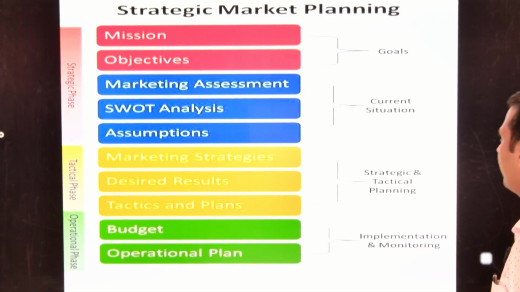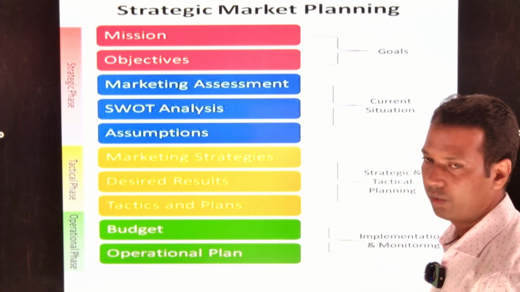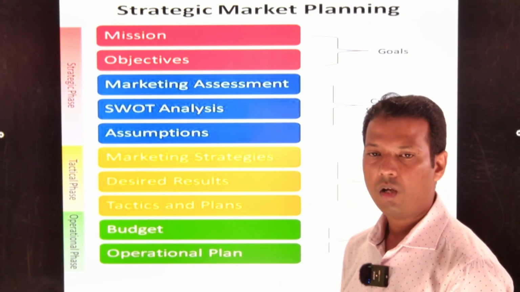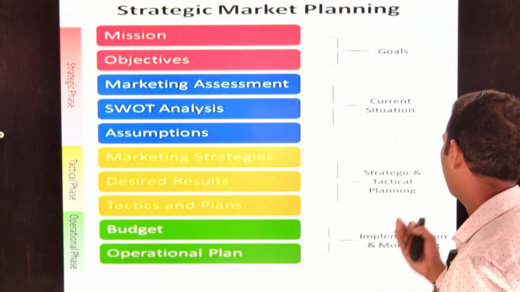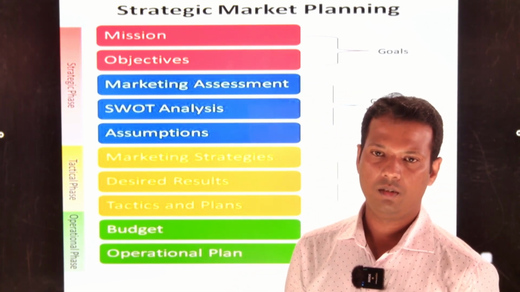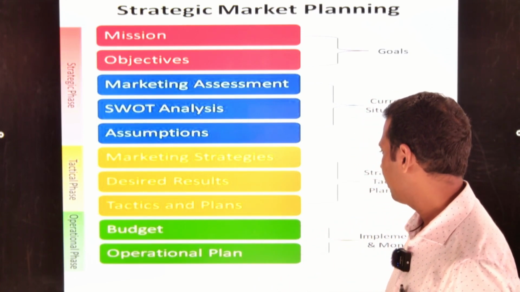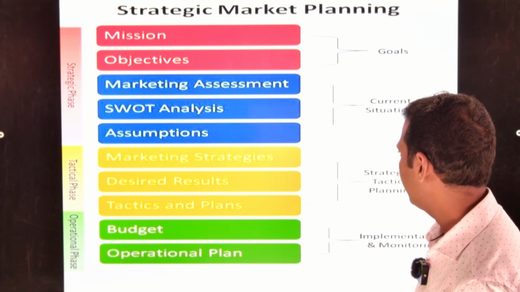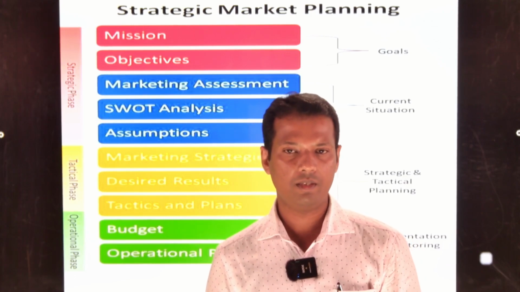So this is strategic marketing planning. There are three phases you can see: the strategic phase, the tactical phase, and the operational phase. So what is the strategic phase? The strategic phase is all about your goals and your current situation. It includes your mission, your objectives, your marketing assessments, your SWOT analysis, and your assumptions, where you assume the situation or the market should be this or that.